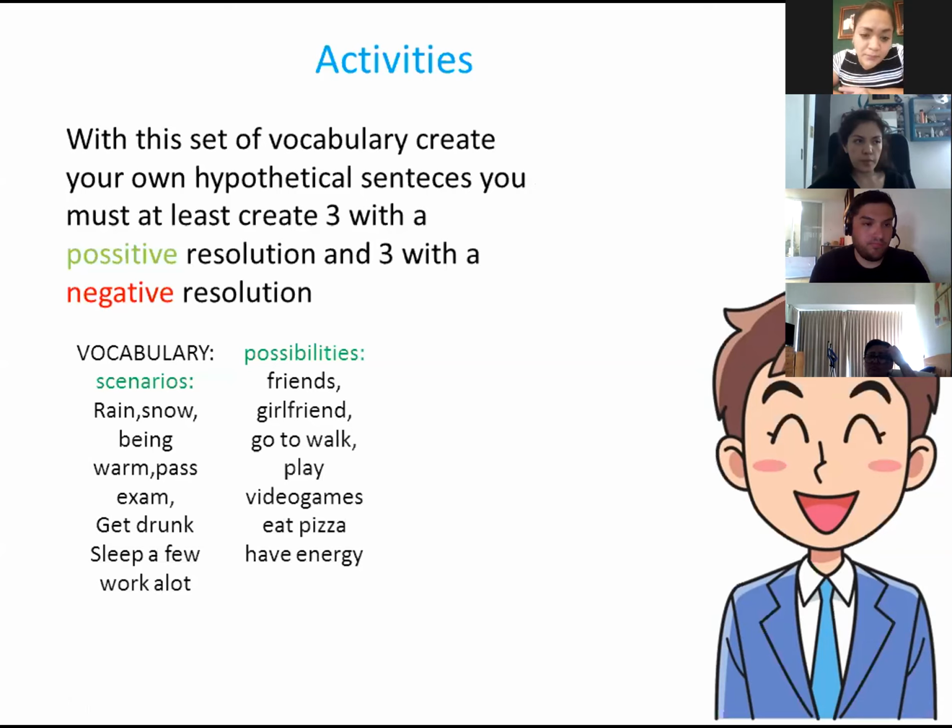Correct, exactly. That will be a conditional using the scenario of taking an exam. If we don't pass it, we won't be able to play video games again. Let's say, for example, Alanis, can you make a positive sentence using any of this vocabulary?